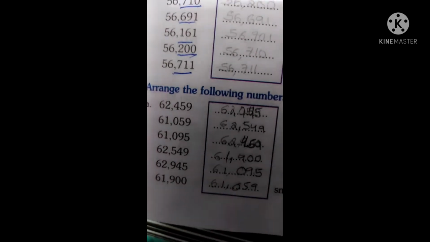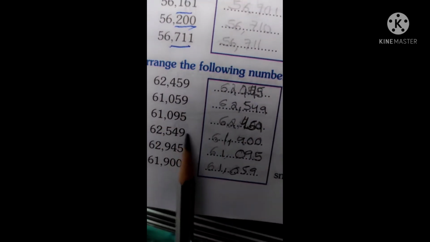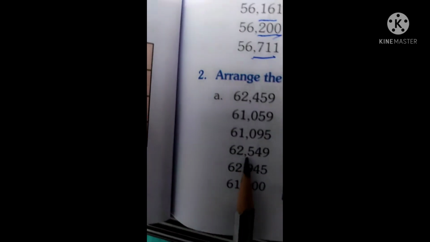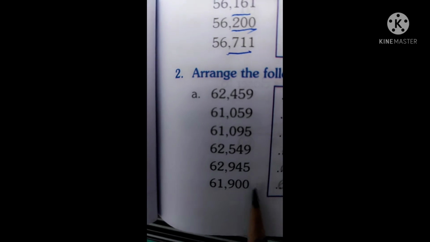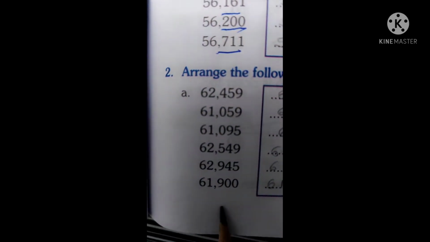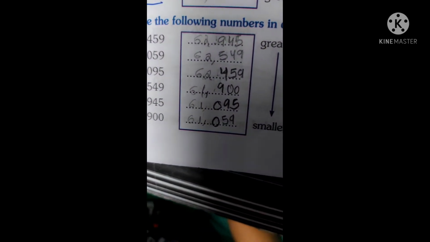Arrange the following numbers in descending order. So here 62,459, 61,059, 61,025, 62,549, 62,945, 61,900. Arrange the following numbers in descending order. So we have to arrange these numbers from big to small.